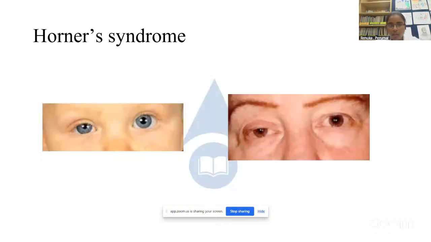Next is Horner syndrome. The clinical triad is due to interruption of the sympathetic pathway. Here also we have a triad, which is ptosis, miosis, and anhidrosis, where there will be a loss of sweating on the affected side.